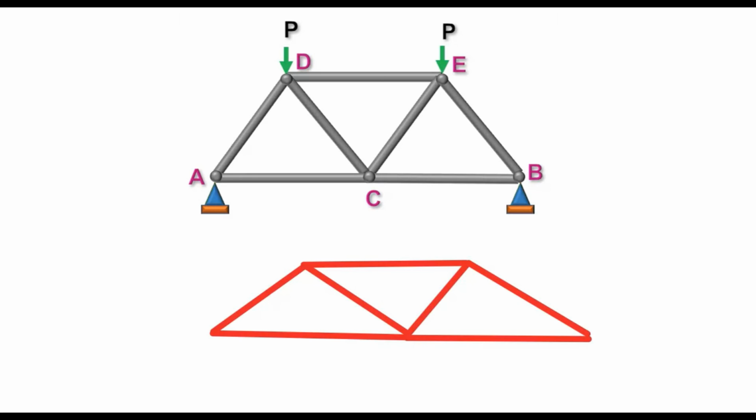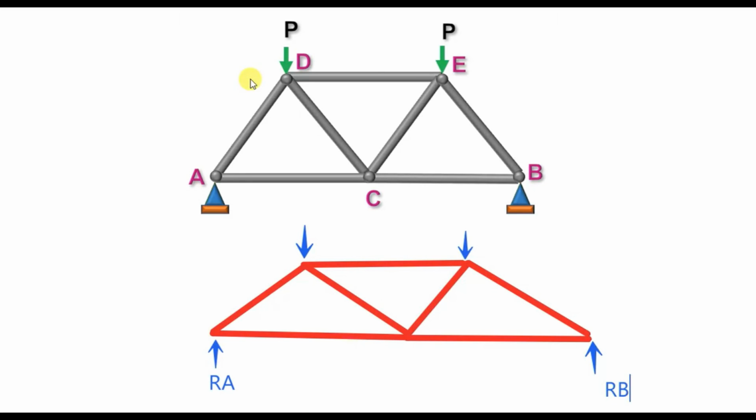Next, let's look into the free body diagram for the truss. So you have to isolate the truss from the support, and then let's apply the load. So the load P is acting at joint D and joint E. So these are the externally applied loads, and let's look into the support reactions. So here we have the support reactions Ra and Rb. This is Ra, this is Rb.